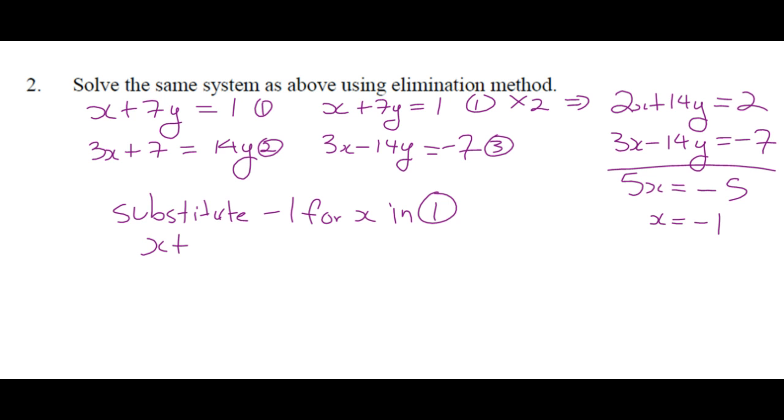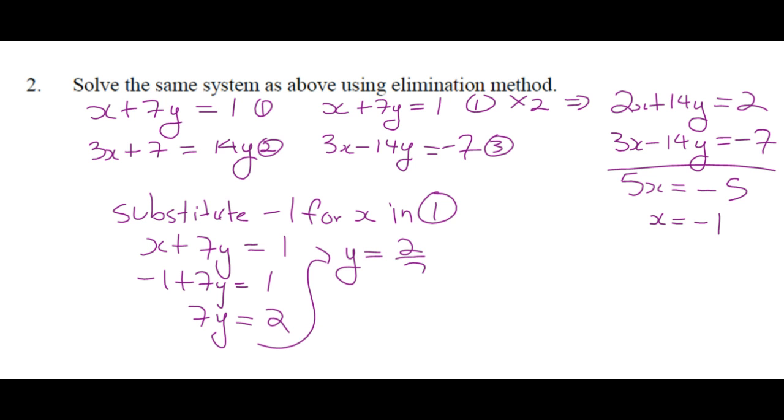Okay, so what do we got? x plus 7y is equal to 1. -1 plus 7y is equal to 1. 7y is equal to 2. And y is equal to, you better not get this one wrong, right? You already got the answer. And then we should put down the point: -1 and 2/7. Okay, so that's our solution.